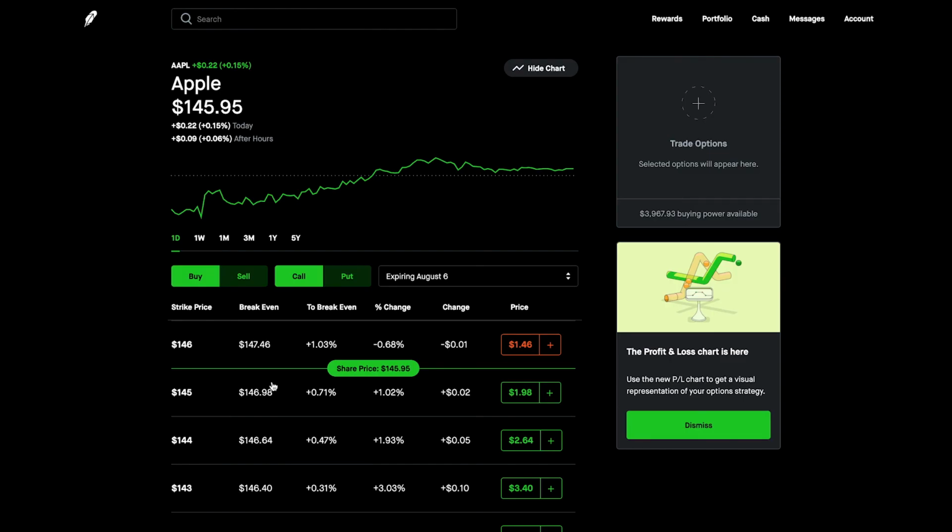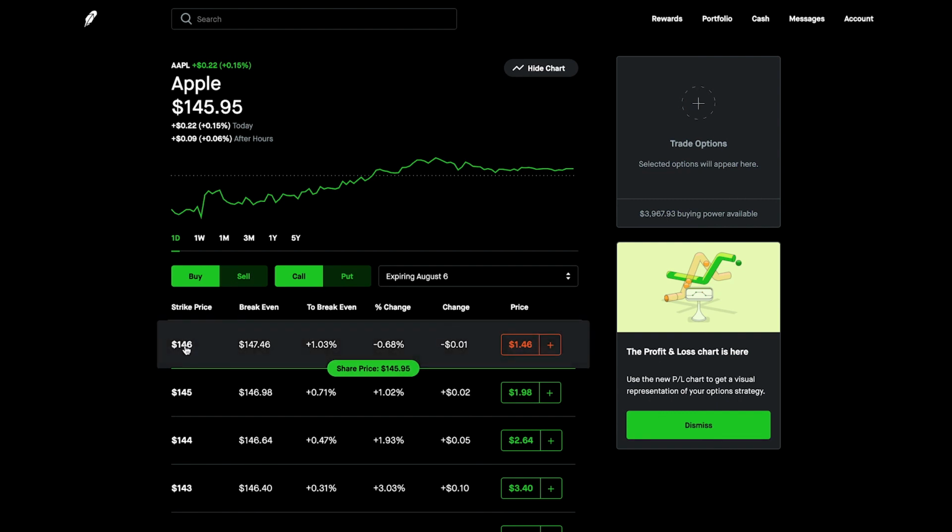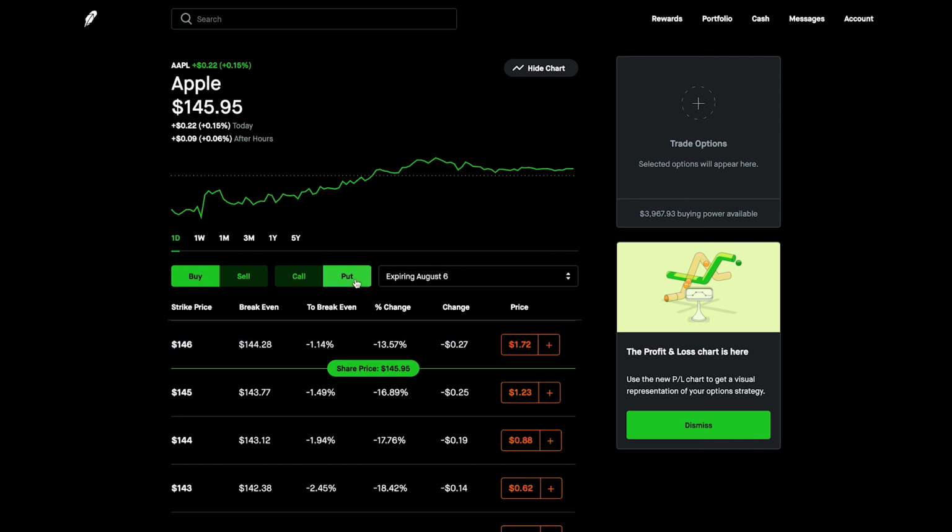So coming back to Apple, you can see the current share price is $145.95. The option strike price that is closest to this is the 146 strike price. This would be the at the money option, and that would be the same for the call and for the put. It's the closest strike price to the current share price. So that's what is referred to as an at the money option.